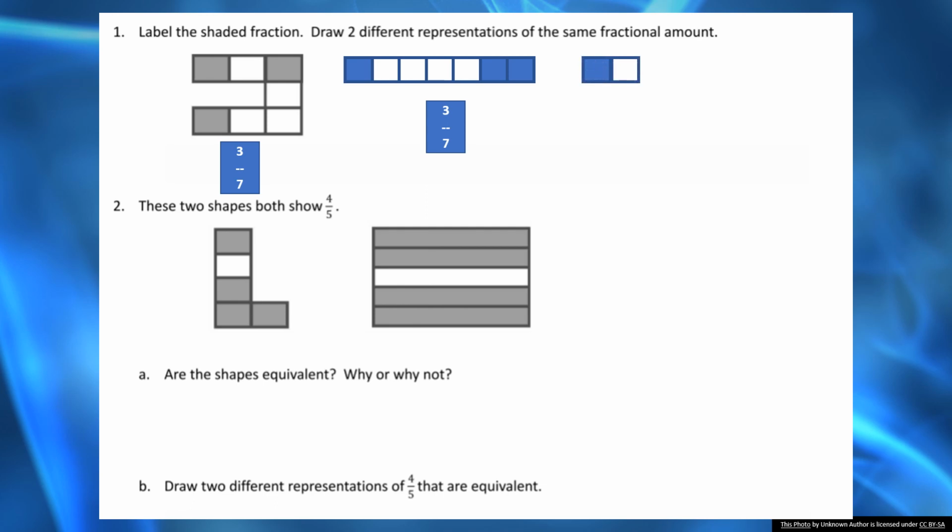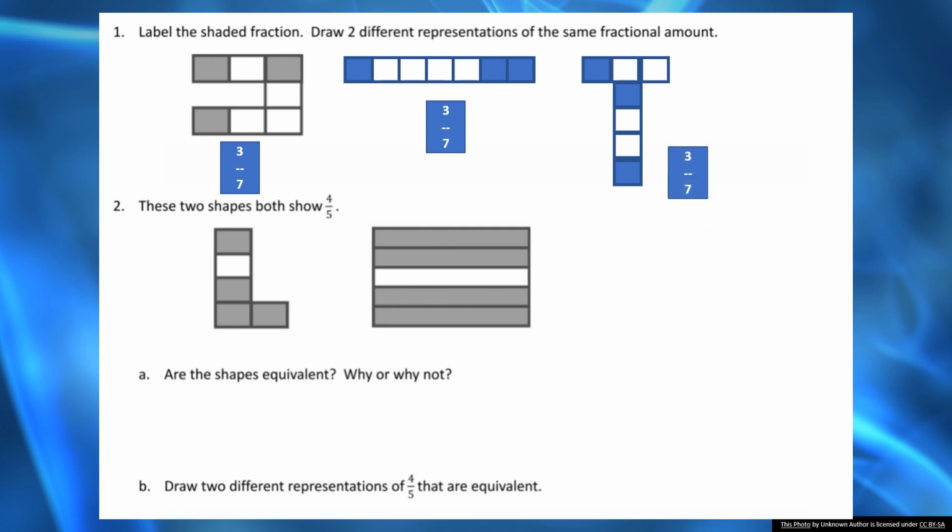Focusing on 7 here. So let's see. 1, 2, 3, 4, 5, 6, 7. Now, I made this one look like the letter T, right? And as you can see, my squares are about the same size as the original model. Now, I don't expect it to be perfect because it's hard to make squares that are the exact same size. And I made sure to only shade 3 out of the total of 7. So this model is also 3/7.